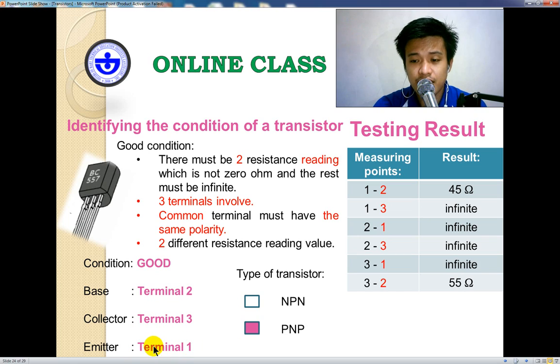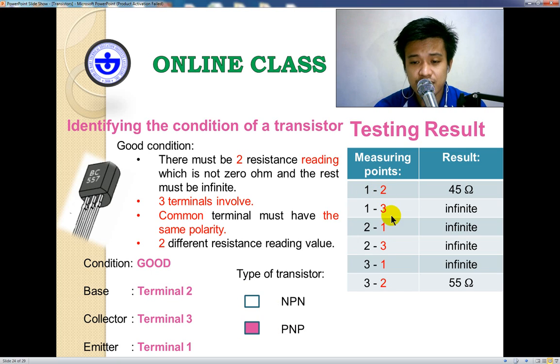And the other leg would be our emitter. So the terminal 1 would be our emitter. Now next is what type of transistor? Is it NPN or PNP? Now, as what I said, analog multimeter, if it is used in semiconductor, the red test probe becomes negative, correct?